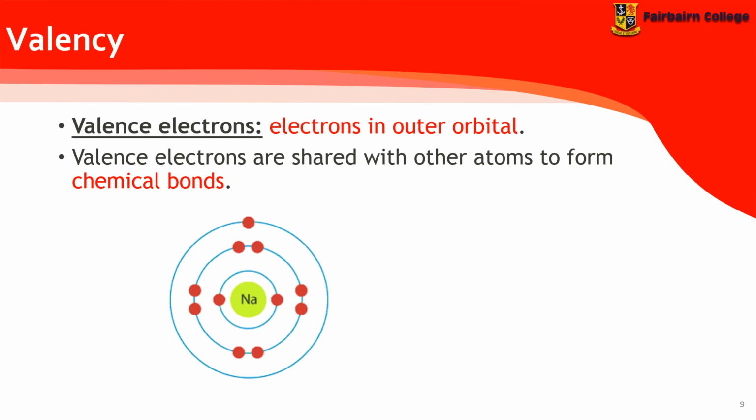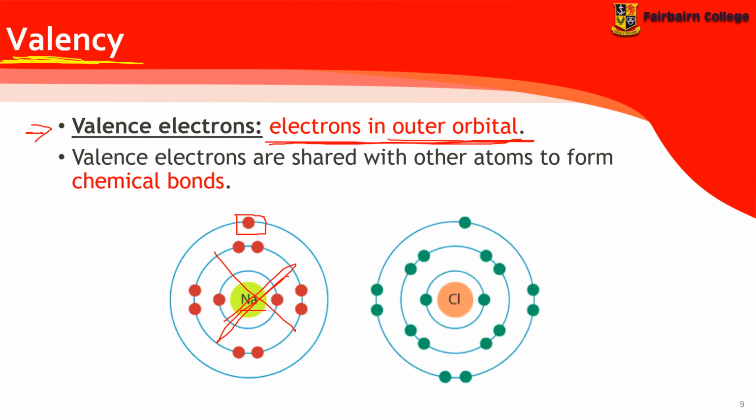So in order to understand how atoms bind together, you have to understand the concept of valency. Now, valency is the overarching concept that we're going to be looking at for the rest of this video. But before we get there, we first have to understand valence electrons. Valence electrons are simply the electrons in the outer orbital. So if we have a look here at the sodium atom, we will see that in its outer orbital, it only has one electron. It has a bunch of electrons in its other orbitals, but those don't count. So we only count the number of electrons in its outer orbital.